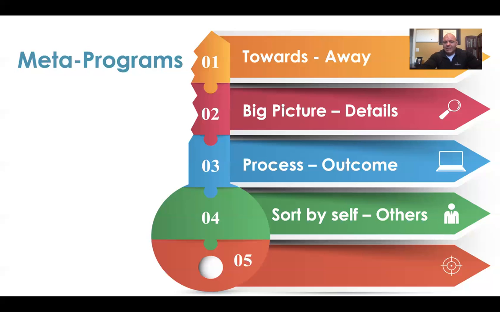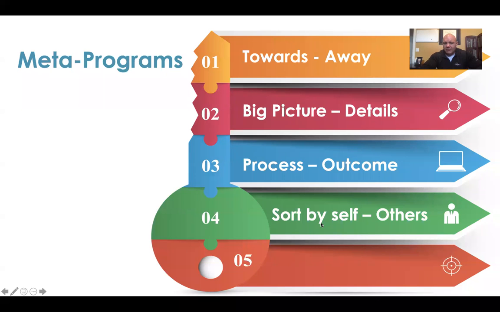You've got sort by self and sort by others. Now, sort by self does not mean the person is selfish. What sort by self means is that they preserve their interests before they consider the interest of others. Sort by others means that they put the interest of others before their own interests. Okay.